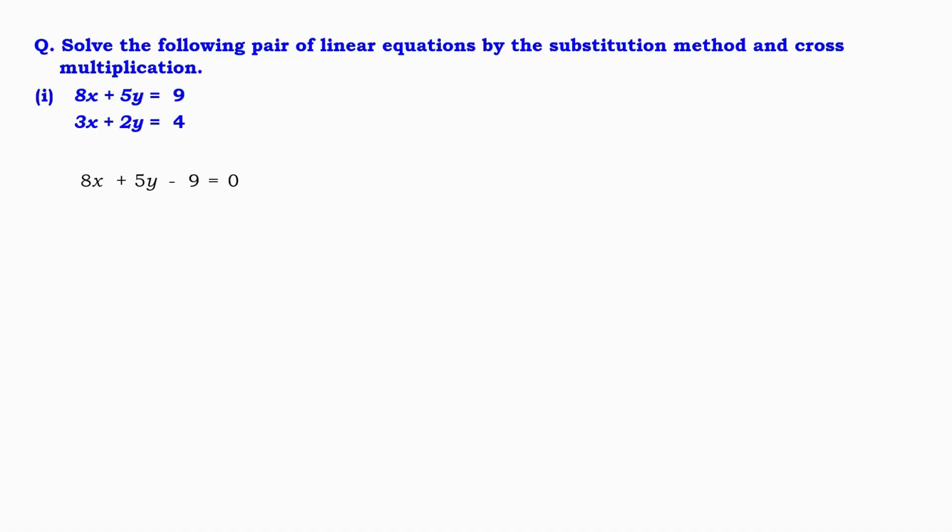First, we write both equations in standard form. So, the first equation becomes 8x plus 5y minus 9 equals 0. And the second equation becomes 3x plus 2y minus 4 equals 0.